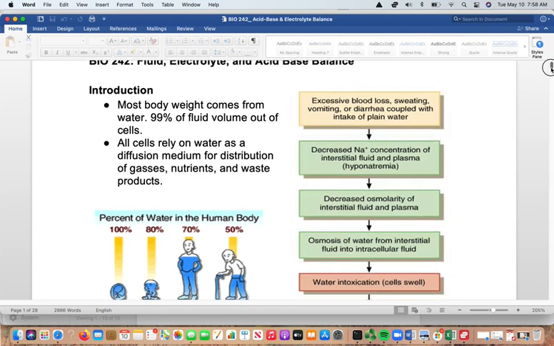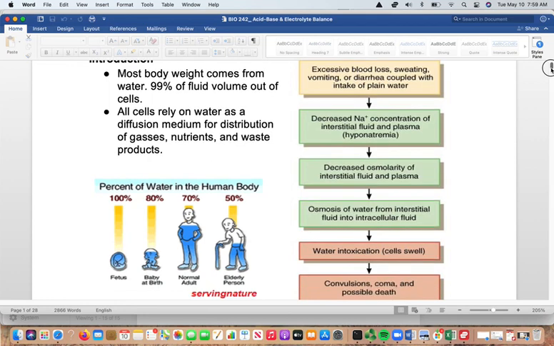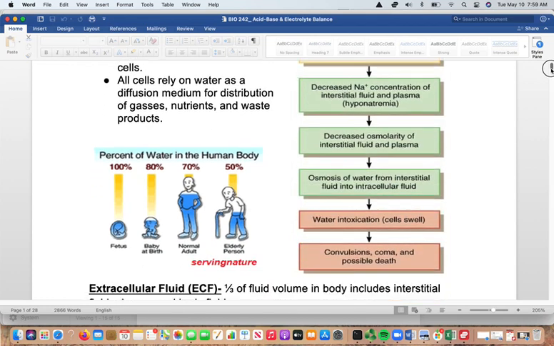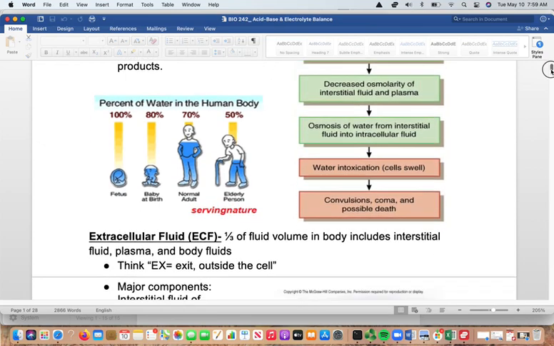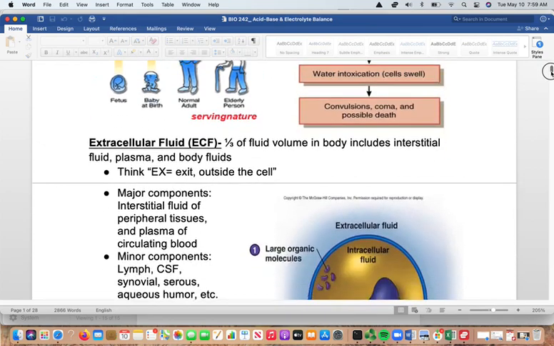So in the case of having excessive blood loss, sweating, vomiting, diarrhea, you can have decreased sodium concentration of the interstitial fluid and plasma, or hyponatremia. That will decrease the osmolarity of the interstitial fluid and plasma, leading to osmosis of water from the interstitial fluid into the intracellular fluid. And water intoxication can occur with that.